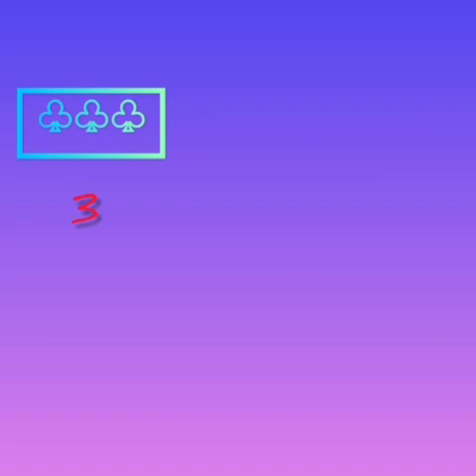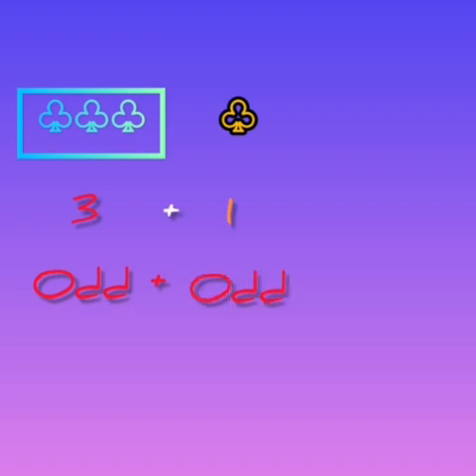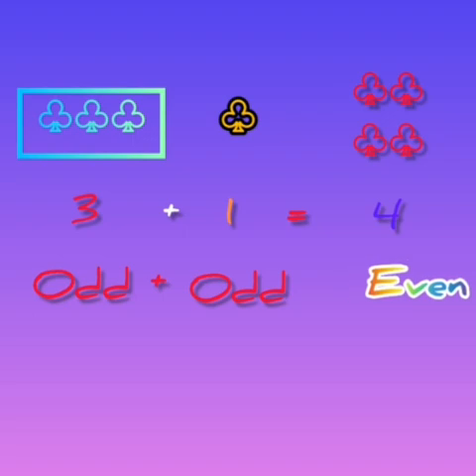Students, here I have got 3 flowers, which is an odd number, plus 1 flower, which is again an odd number, and that gives me a sum of 4, which is an even number. So my rule becomes when an odd number is added to an odd number, it gives me a sum of an even number.